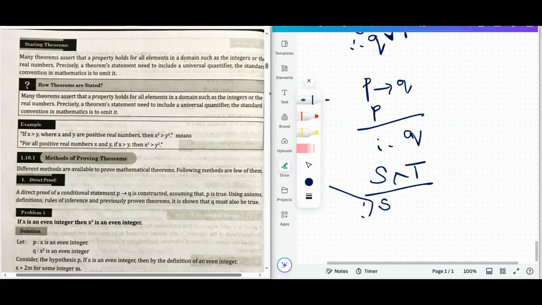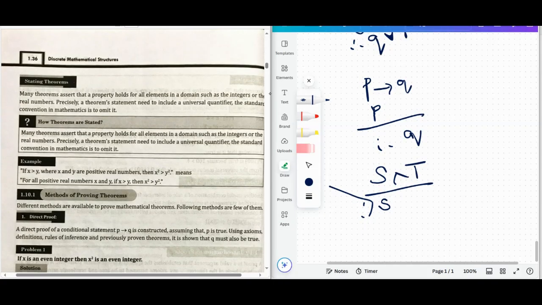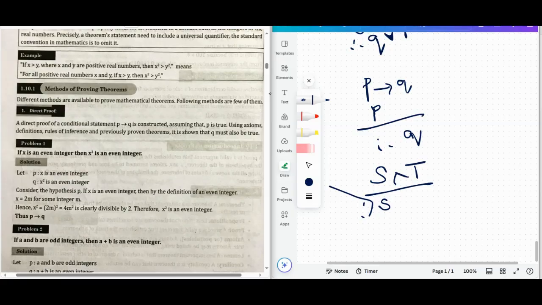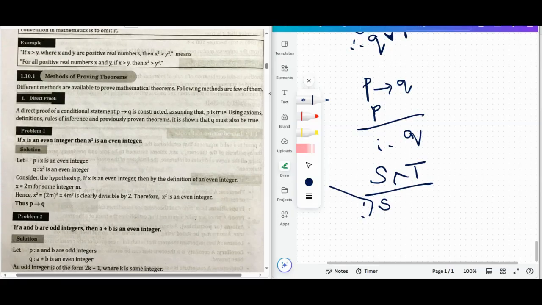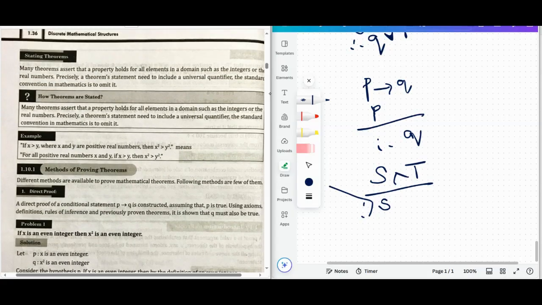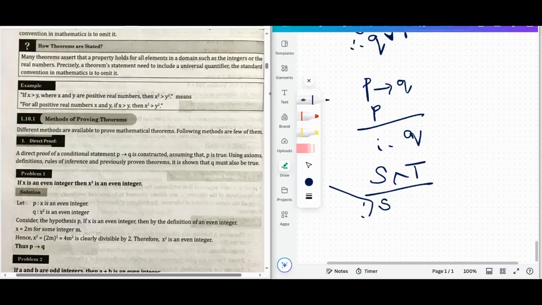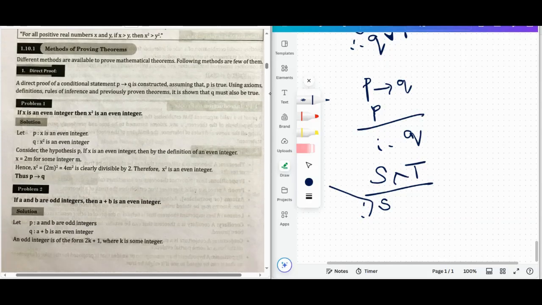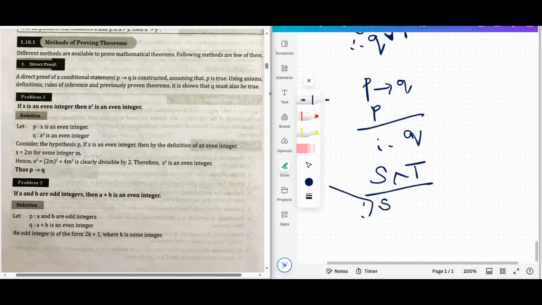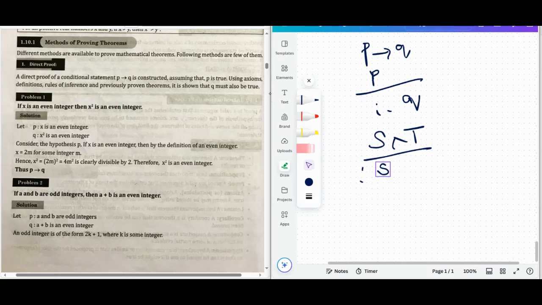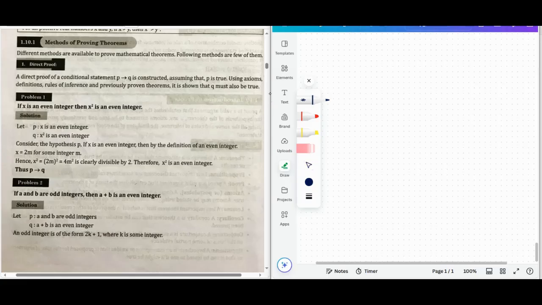The last part of this topic is theorems. What is a theorem? Proving any statements, right? We have many different types of theorems. A theorem is a statement which we are going to prove, no? So here we are going to learn about methods of proving theorems. We have some methods of proving theorems. We'll discuss a few methods. Okay, the first method is called the direct method.